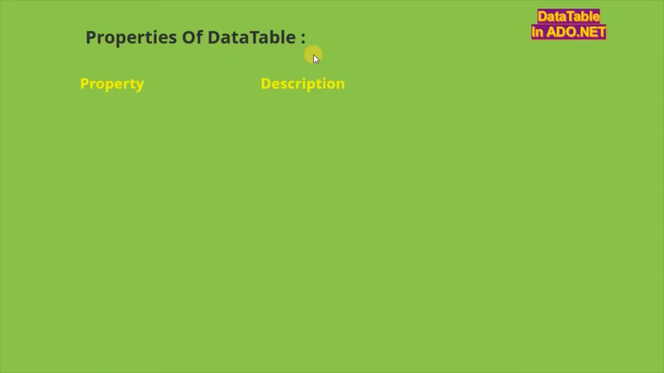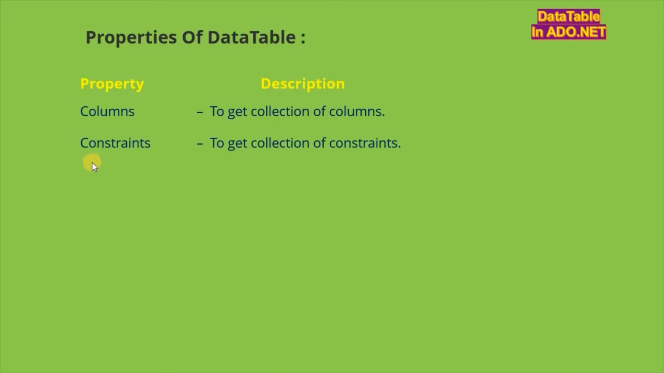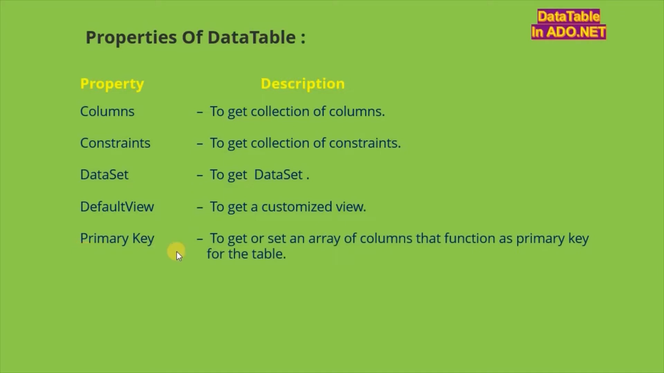Properties of DataTable. Columns, to get the collection of columns. Constraints, to get the collection of constraints. DataSet, to get the dataset. DefaultView, to get a customized view. PrimaryKey, to get or set an array of columns that function as primary key for the table.